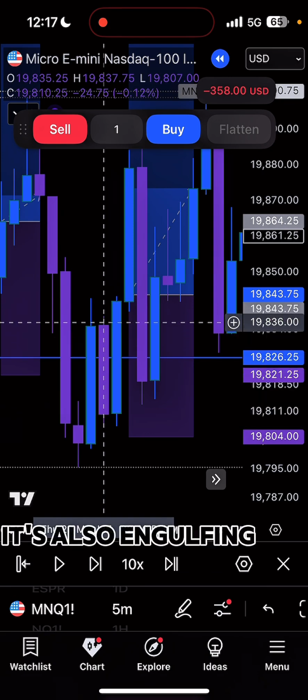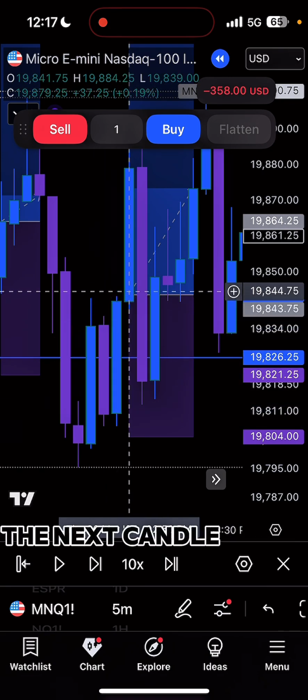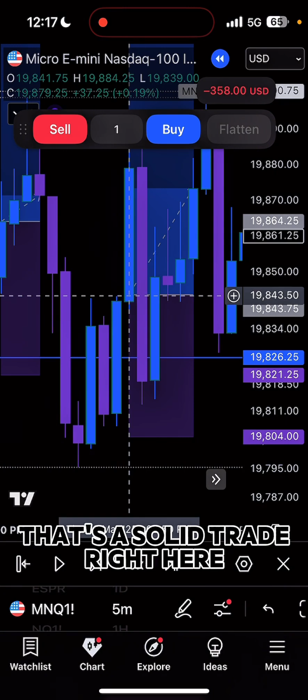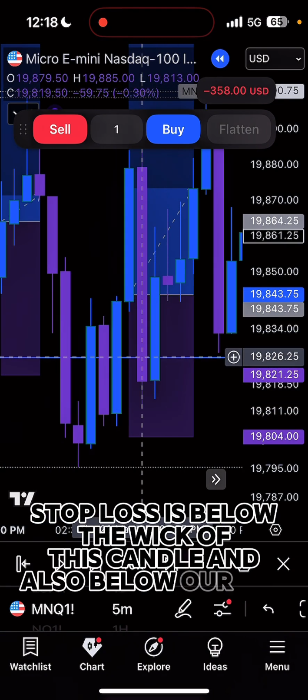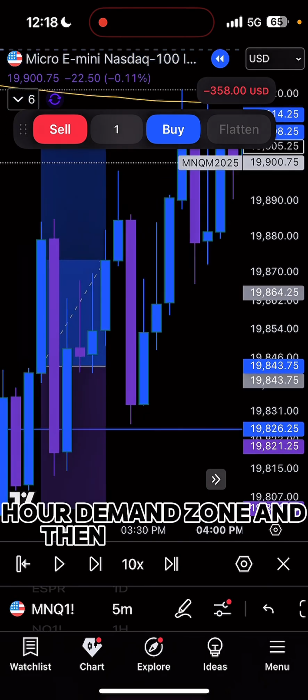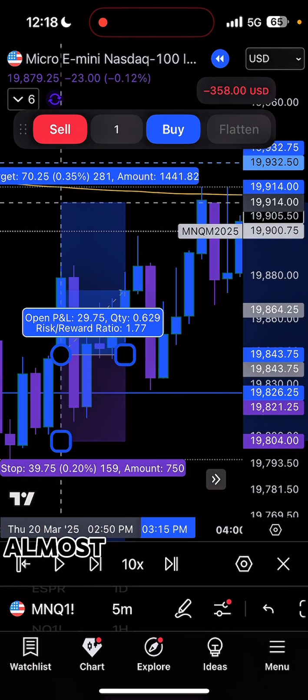It's also engulfing the previous candle. The next candle broke the high of it. That's a solid trade right here. That's a lot of confirmation. Stop loss is below the wick of this candle and also below our 1-hour demand zone. And then you caught this move going right up to here, almost 2-to-1.